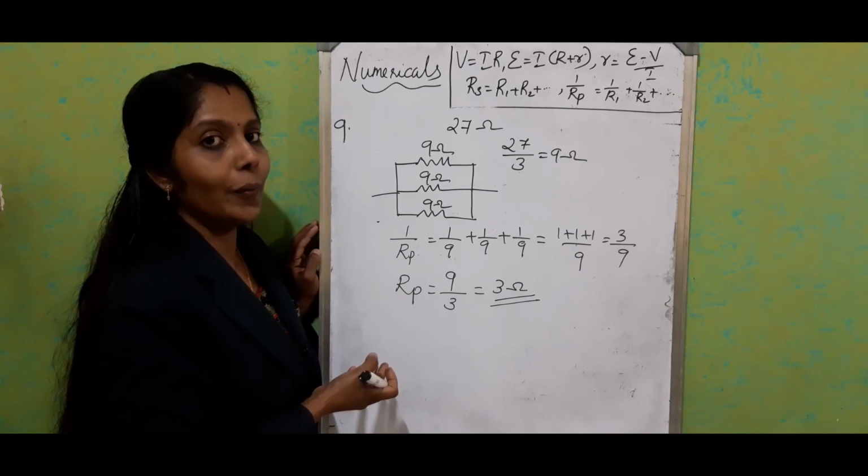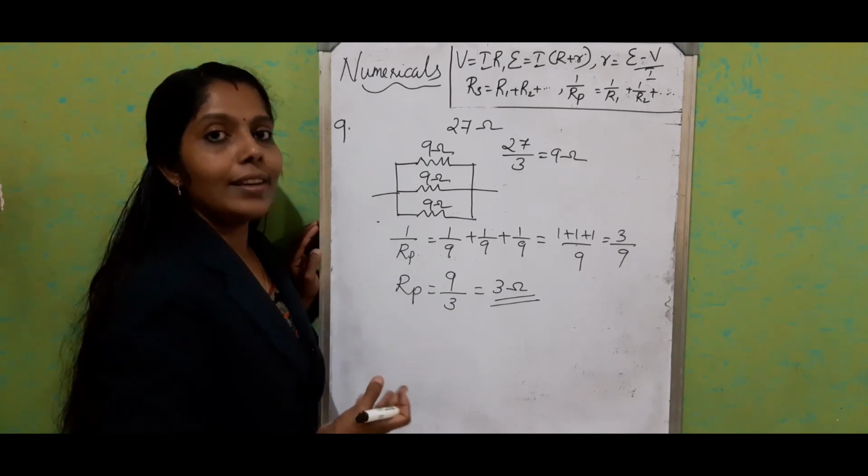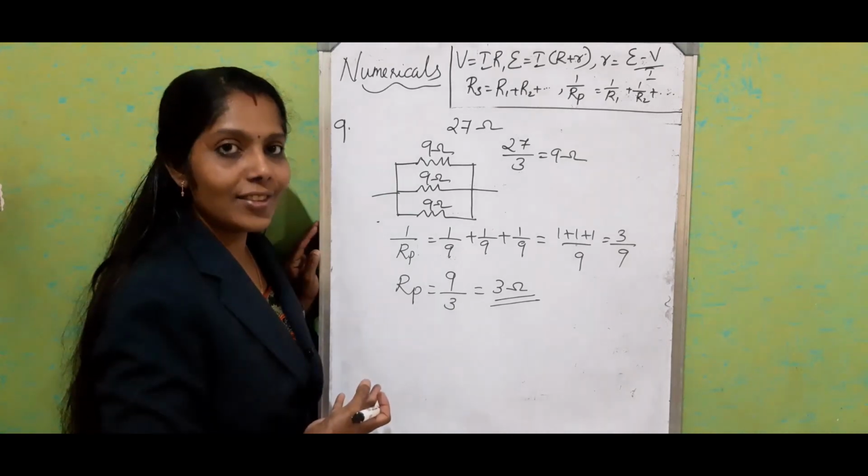So if we connect this 27 ohm resistance into a parallel combination, we will get the effective resistance as 3 ohm. We will solve the rest of the problems in the next session.